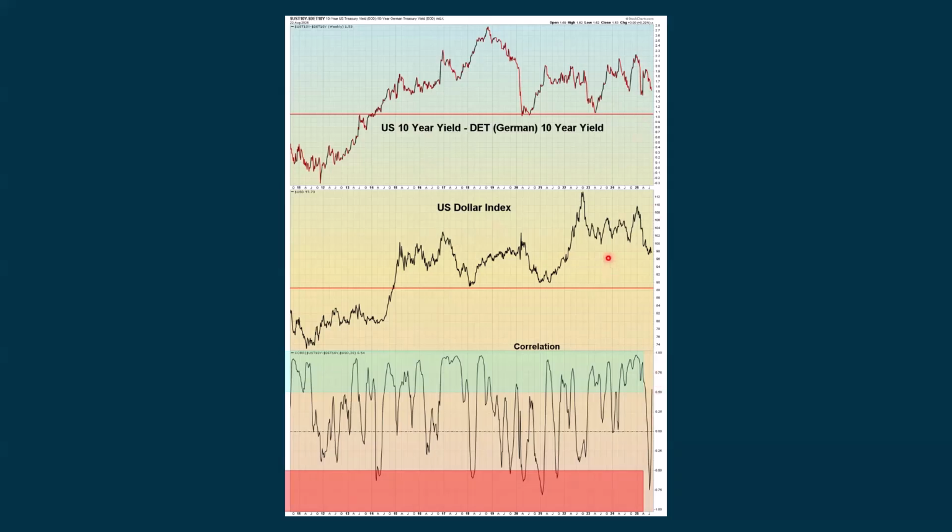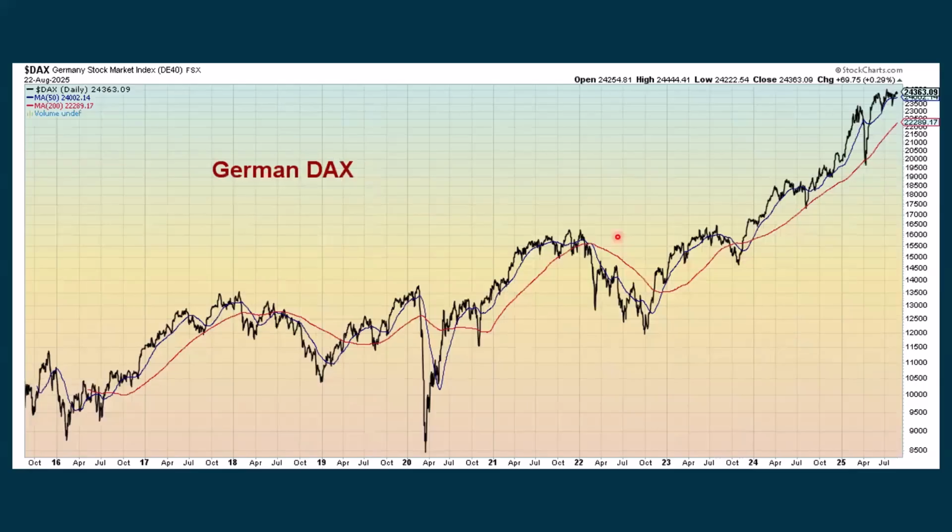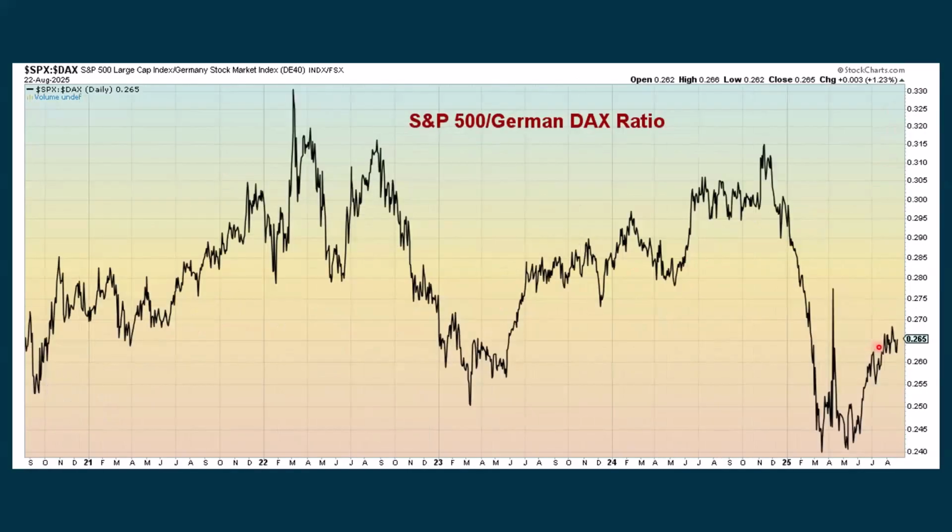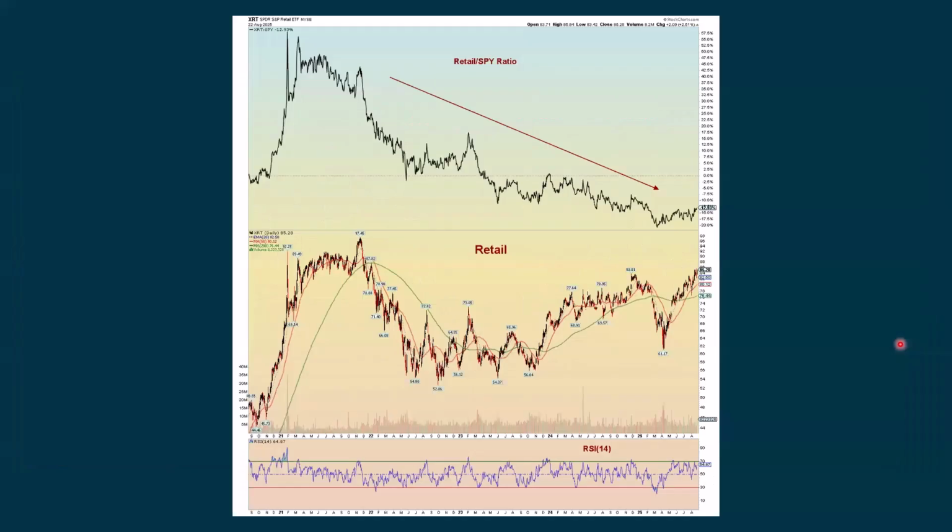As weird as it is, there is a pretty strong correlation most of the time between these two charts. German DAX near all-time highs, but not quite there, and kind of chopping around when we compare it to the S&P 500, U.S. stocks. Retail in an uptrend, looking okay, still has a ways to go. It's breaking out above these previous highs, but it still needs to go up further to get back to the all-time highs. And we're starting to flatten out here when we look at the ratio between retail and the S&P.